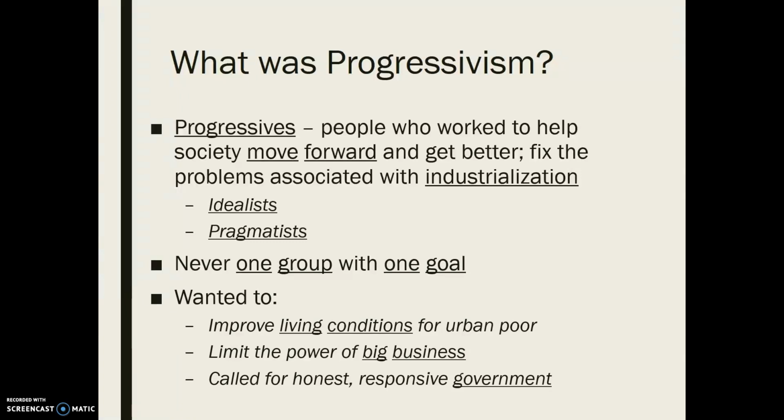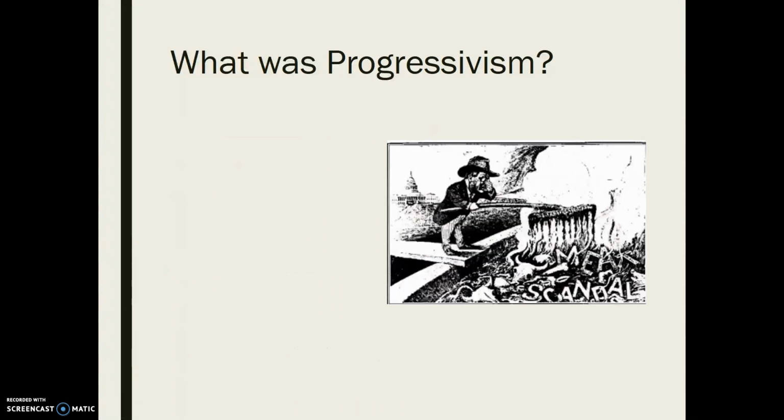Wanting to limit the power of big business, which we know grew even more powerful during the Gilded Age, and a call for honest, responsive government, cleaning up corruption, eliminating the control of political machines, and expanding voting rights to women, especially, is going to be a big focus of the progressive era. So there's just some big picture categories, but we'll be looking more specifically at examples as we go.